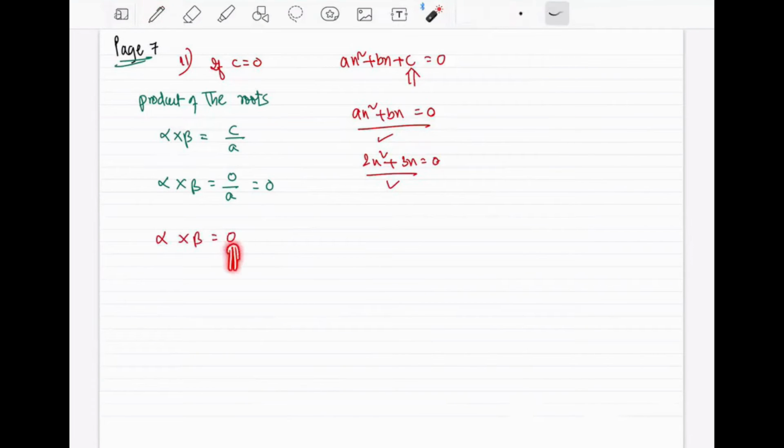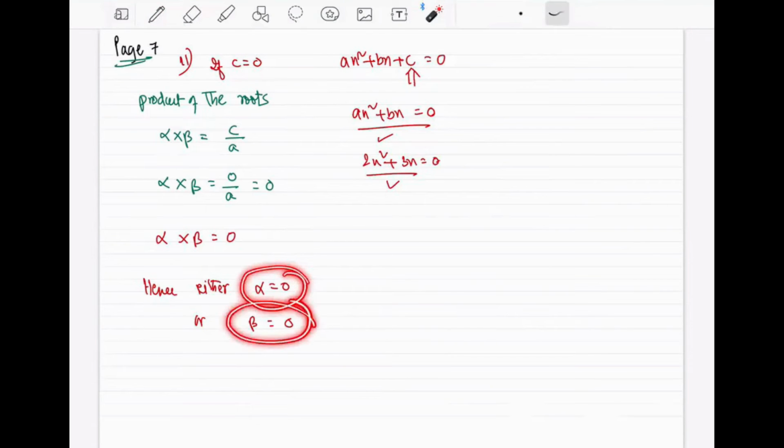So here the condition we are obtaining is alpha into beta is 0. How do we get the 0 here? Either you make alpha equal to 0 or you make beta equal to 0. Get it? So hence either alpha is equal to 0 or beta is equal to 0. You can prove that one of them, alpha or beta, is 0 just by looking at this equation itself. Okay, let's try to check it here.